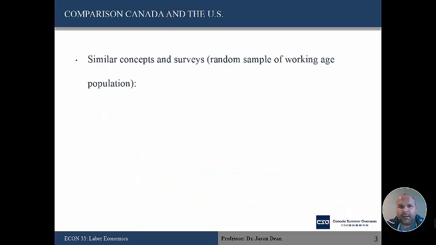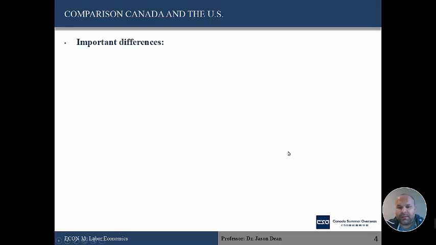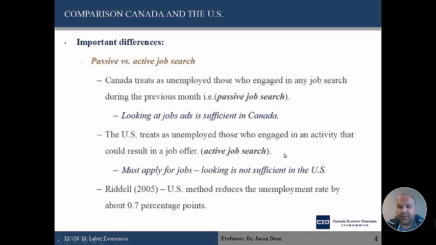So in the US, for example, they do things very similar, but there are some subtle differences. They do a random survey of the working age population, similar to the labor force survey in Canada. So again, in Canada, the labor force survey is a random sample of working age people. In the US, their sample is called the Current Population Survey, CPS. Now, some of the important differences relate to how they ask the questions.